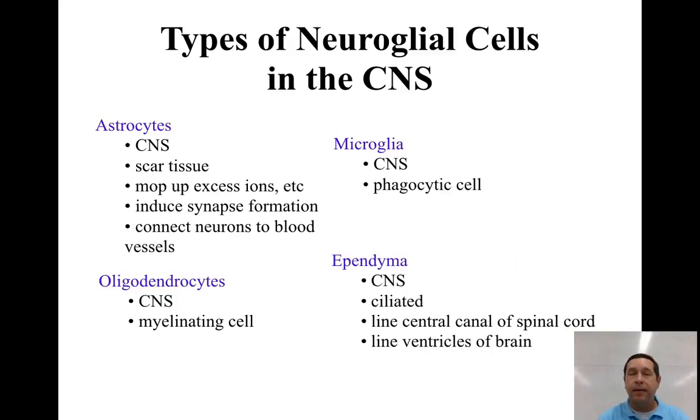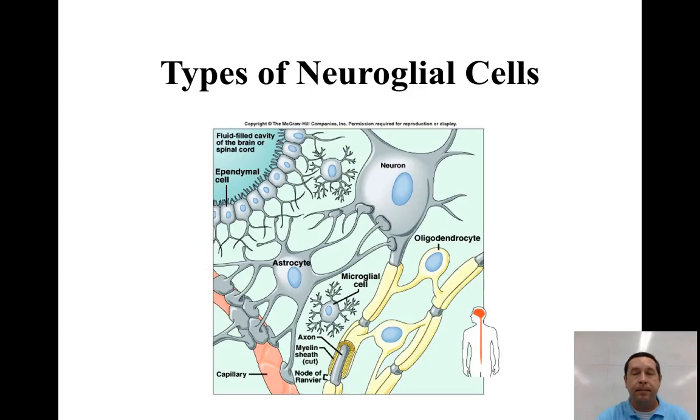And finally, you have the ependymal cells, or ependyma, which line the central canal of the spinal cord and the ventricles of the brain, which are filled with cerebrospinal fluid. The ependyma are ciliated cells, and they create a current that circulates the cerebrospinal fluid through the spinal cord and through the brain. And here you can see a diagram showing the different types of cells.